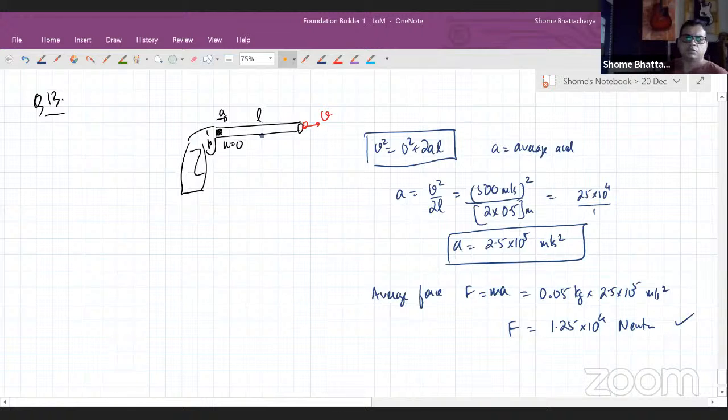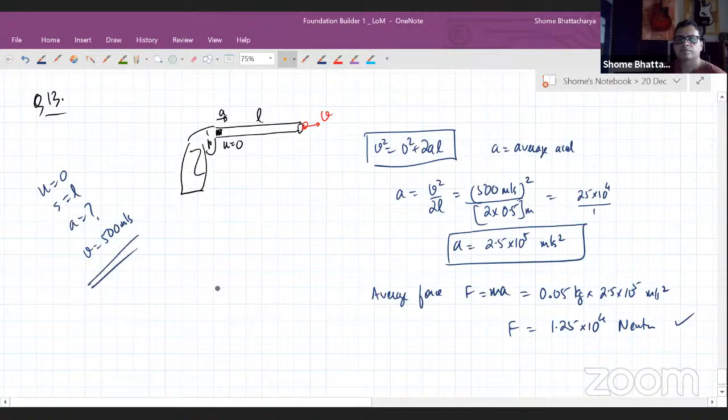So basically you are using kinematics. You're taking the initial velocity as 0, the displacement as L. You're finding out the acceleration because the final velocity is given to you as 500 meters per second. Yes, muzzle is the cylindrical part, the pipe of the gun. That's called the muzzle.